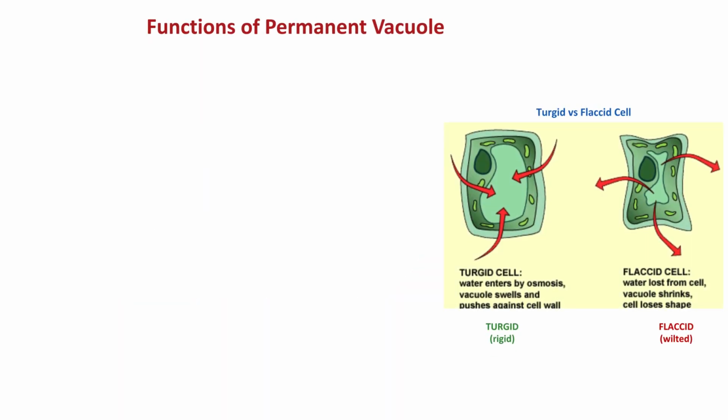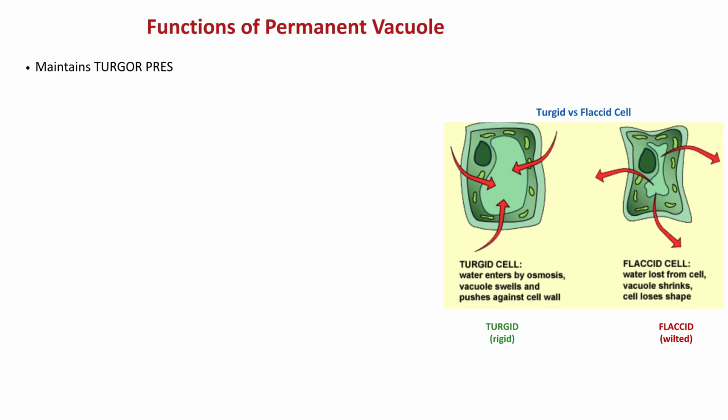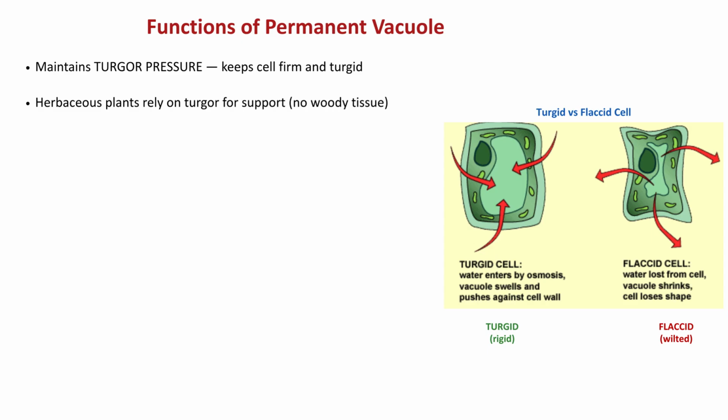What is the function of the permanent vacuole? So the permanent vacuole has several important functions. The first is it maintains the turgor pressure. This keeps the cell firm and turgid. You know the herbaceous plants? Those plants that are without woody tissues rely entirely on turgor pressure for support.